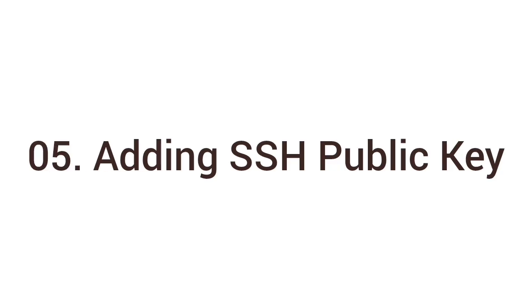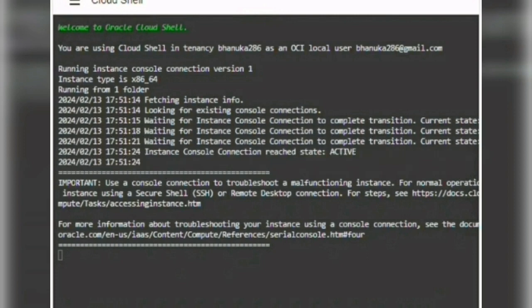Adding SSH Public Key. Now installation process is over, so if you want, you can exit from console connection and create new one. There are several types of authentication methods that can be used with SSH. Main methods are password authentication and public key authentication. Password authentication is generally considered less secure than public key authentication because passwords can be vulnerable to brute force attacks or password guessing attempts. So, we are going to add SSH public key now.